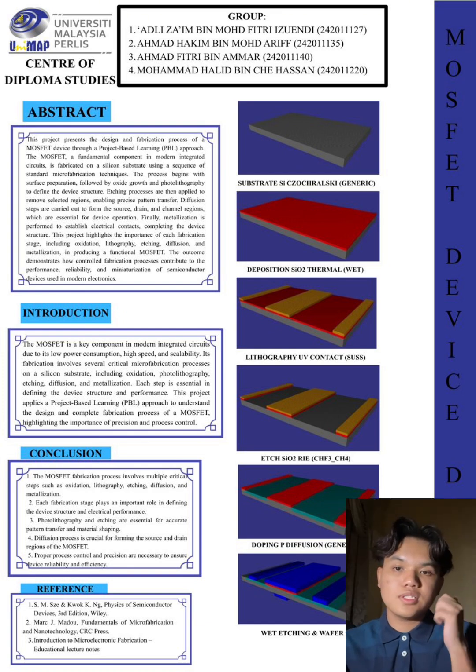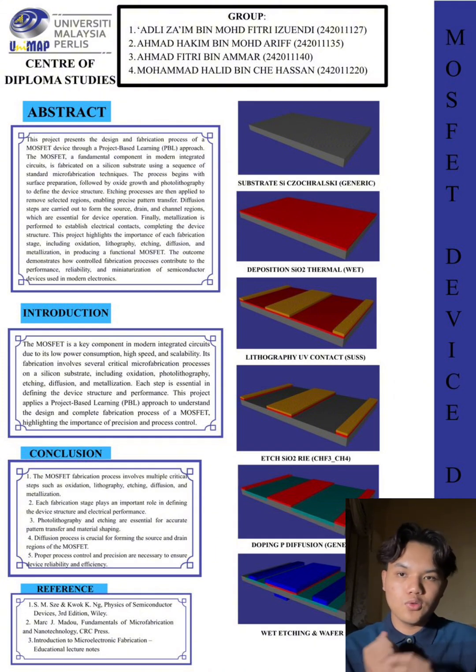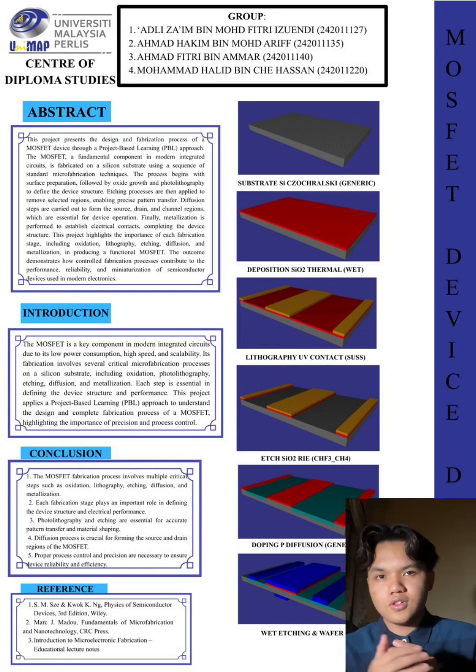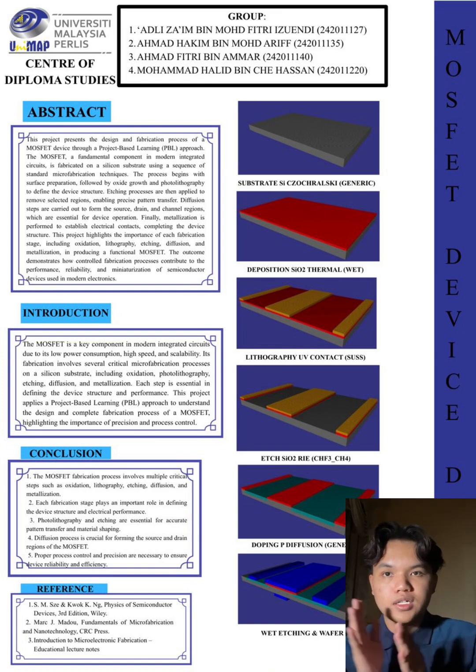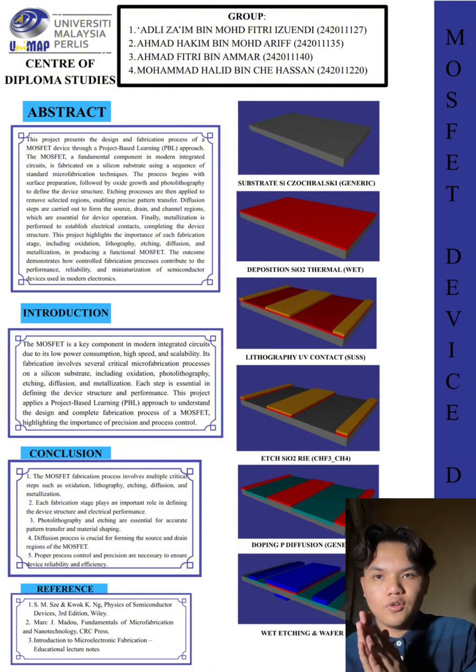Okay, so for step 6, after lithography, we perform etching to remove unwanted materials. There are two main types used in this process: dry etching, RIE, which uses plasma to remove SiO2, and wet etching, which uses chemical solutions to remove photoresist. This step transfers the pattern from the photoresist into the oxide layer, creating the required structure on the wafer.